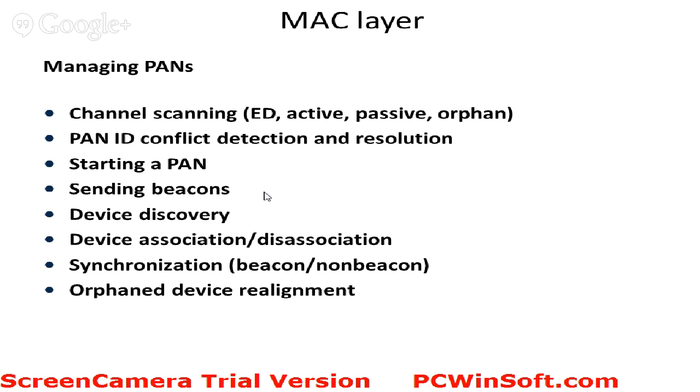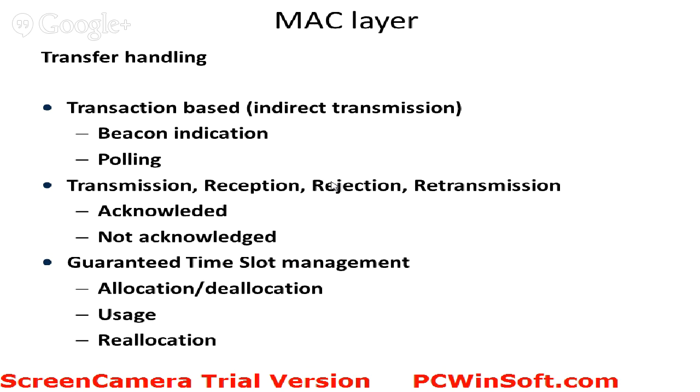Another task which is performed by the MAC layer is management of the personal area network: channel scanning, PAN ID conflict detection and resolution, starting the personal area network, sending the beacons, device discovery at the lower level, device association and deassociation, and so on. Then transfer handling is also performed by the MAC layer.